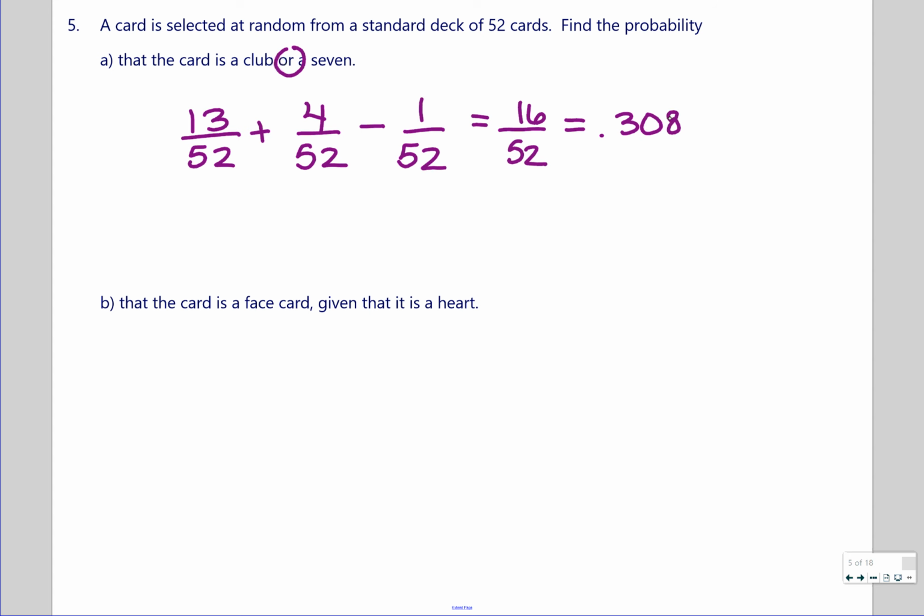Okay, the next one says, find the probability that the card is a face card given that it is a heart. So remember when we saw the word given before, think of that kind of like your denominator. We know it's a heart. So how many hearts are in the deck? 13. That's the denominator. Out of those 13 hearts, how many are face cards? Well, which things are considered face cards in a deck? King, queen, jack. That's it. Anything with a face. So there are 3 of them. So 0.231 is our probability.